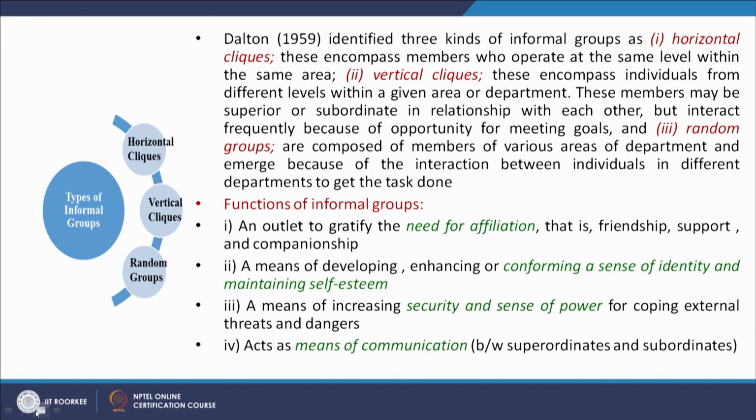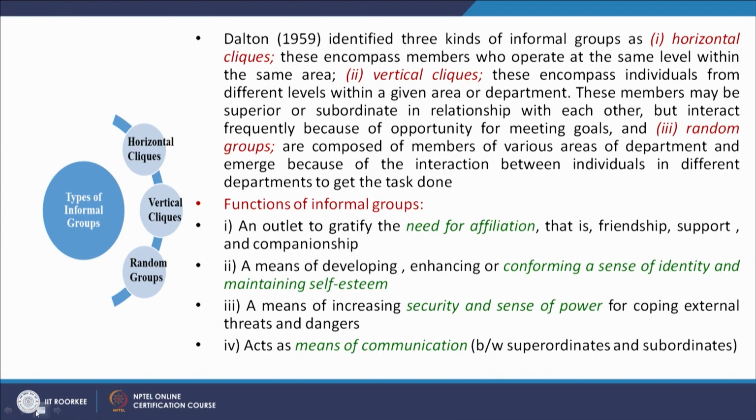The third is that it is a means of increasing security and sense of power for coping with external threats and dangers. For example, any rumor that is moving around in the organization sometimes makes members or employees feel threatened. To cope with that kind of anxiety and threat they experience, they share with other members or colleagues or co-workers, and they form such informal groups and try to cope with such anxiety, threats and dangers.